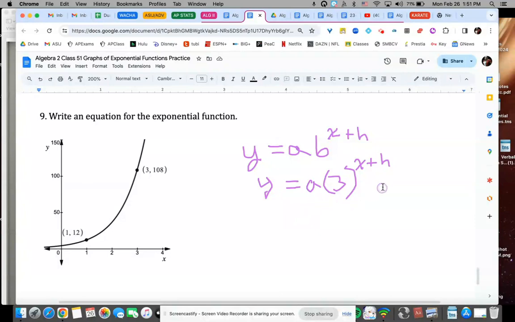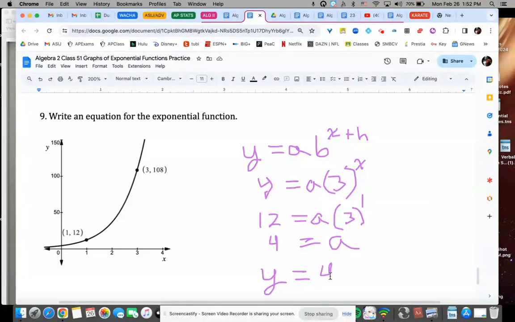So if I want to try, let me just assume it doesn't shift. Let's see if we can make it work. If I put in 12 for my y value, which means that x is 1, right? I'm just using this point and plugging it in, putting in a 1, putting in 12, and then I can solve for a. So I can see that a has to be 4, because when you solve that, you get a is 4, right? 12 divided by 3. So that should work, but I kind of want to test it with my other point.